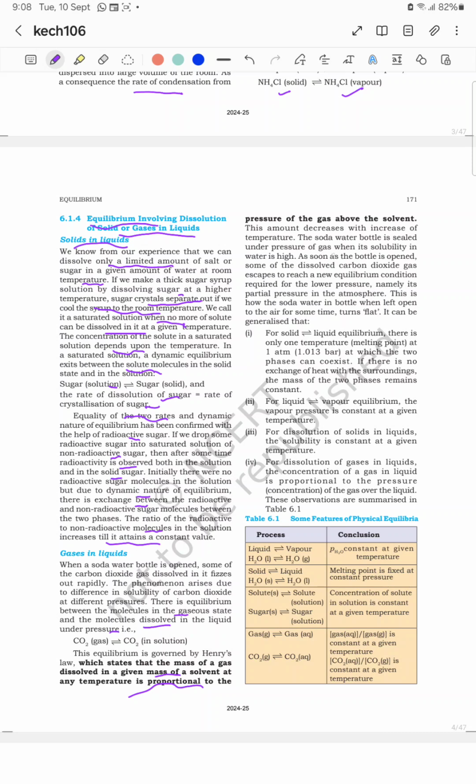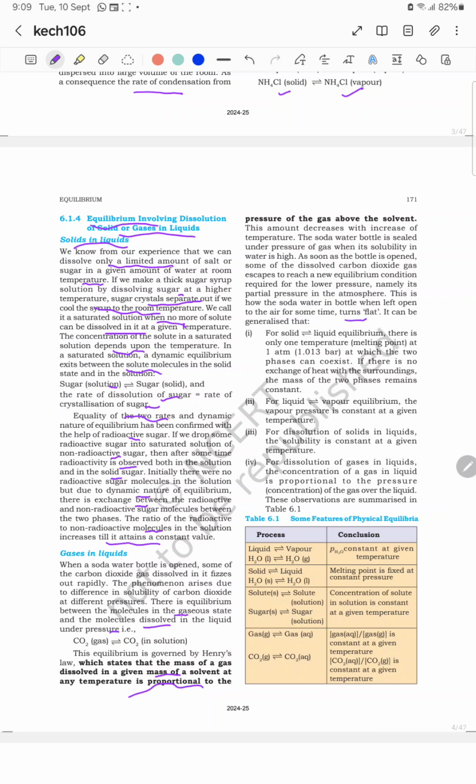The soda water bottle is sealed under pressure of gas when its solubility in water is high. As soon as the bottle is opened, some of the dissolved carbon dioxide gas escapes to reach a new equilibrium condition required for the lower pressure, namely its partial pressure in the atmosphere. This is how the soda water in a bottle, when left open to the air for some time, turns flat.